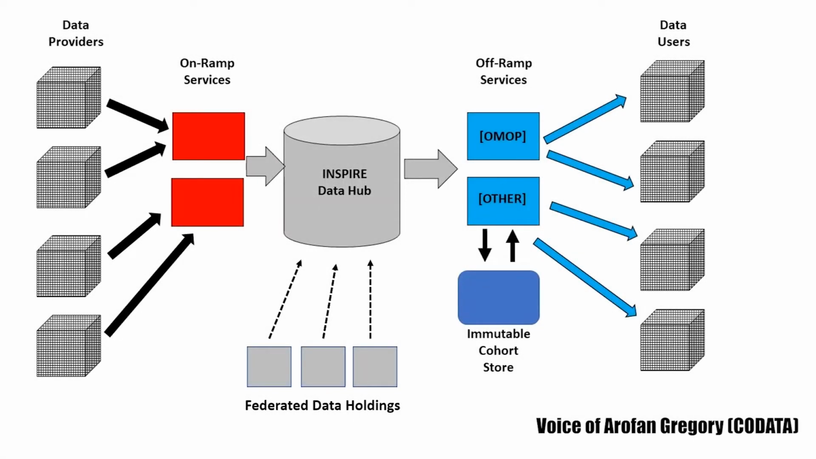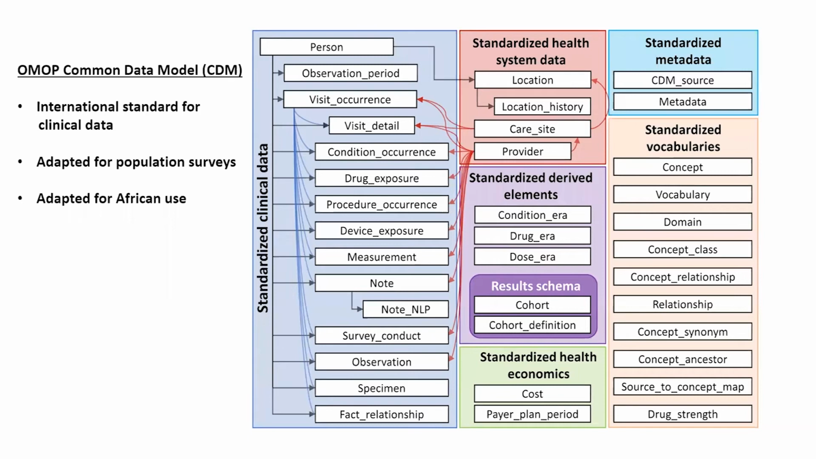Data comes in from a number of different sources. It's brought into the hub and organized and harmonized to produce useful analysis data sets like excess mortality, like mental health, and so on. Some of the data is too confidential to be held centrally and remains in federated data holdings. The harmonization is based on the OMOP Common Data Model, an international standard for clinical data that we've adapted for use with population surveys in Africa.